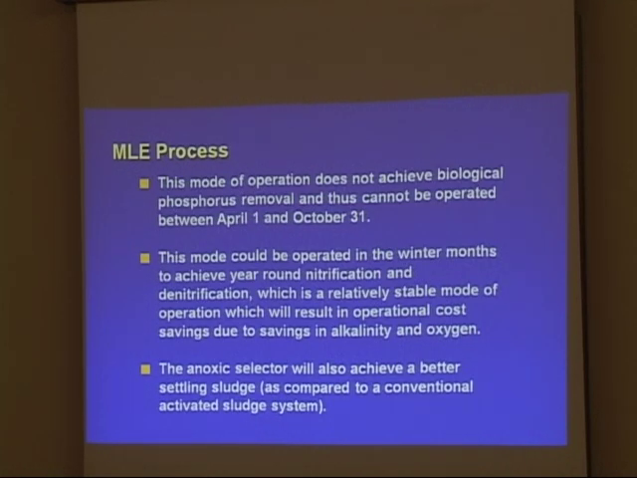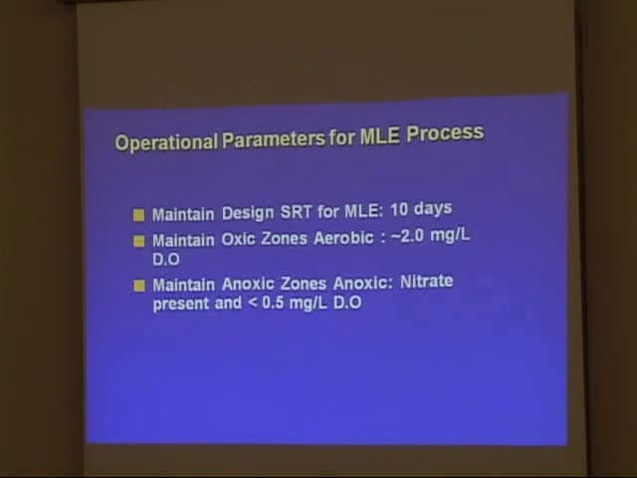So anyways, this mode will not achieve biological phosphorus removal and can't be operated between April 1st and October 31st. It could be operated in the winter months to achieve year-round nitrification and denitrification, which is a relatively stable mode of operation and will result in operational cost savings due to savings in alkalinity and oxygen. And the anoxic selector will also achieve a better settling sludge as compared to a conventional activated sludge system.